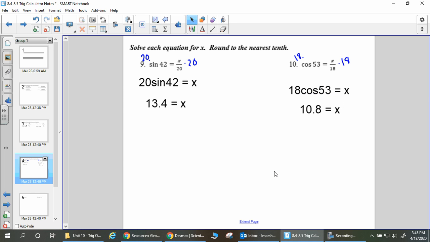Okay, so when x is on the top of our fraction, we simply multiply by what's on the bottom. That gives us what we enter into our calculator.